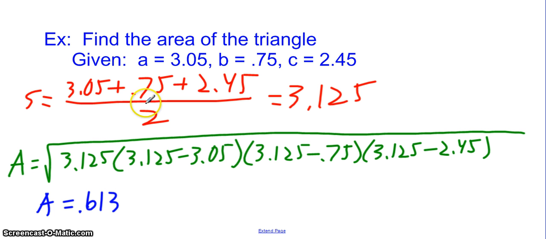Okay, so first I found the partial perimeter. Add up the sides, divide by 2, I get 3.125. So then the area is the square root of 3.125 times (3.125 minus 3.05) times (3.125 minus 0.75) times (3.125 minus 2.45). Type all of that into my calculator exactly as it's written, and I get 0.613.